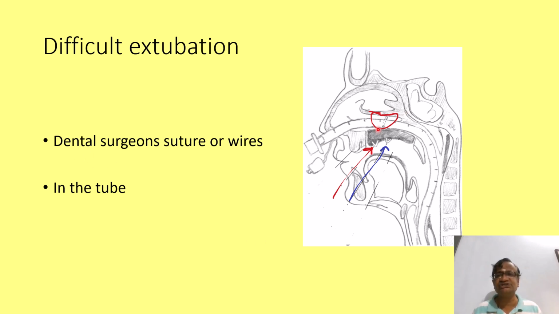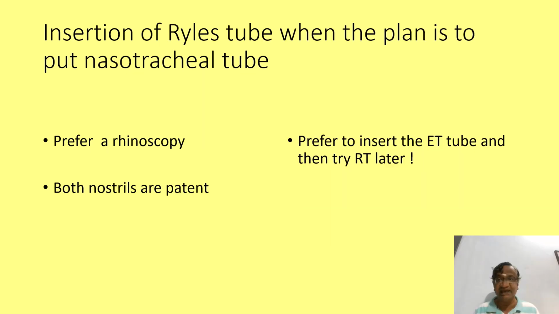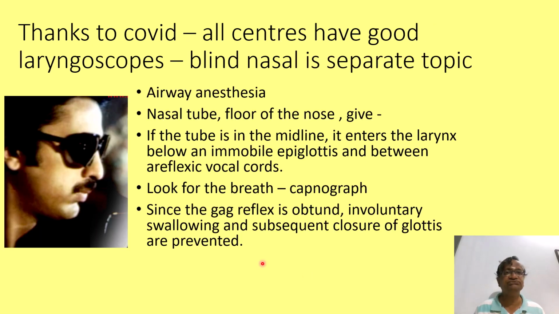Dental surgeons can suture wires to the tubes. So many complications. Epistaxis, bleeding, all these things, trauma, everything is there. But I'll tell you what complications I have done. Insert the Ring tube when the plan is to put a rhinoscope. Prefer to insert the endotracheal tube, then try the Ring tube later. All centers. Blind nasal is a separate topic. I am not going to do this.